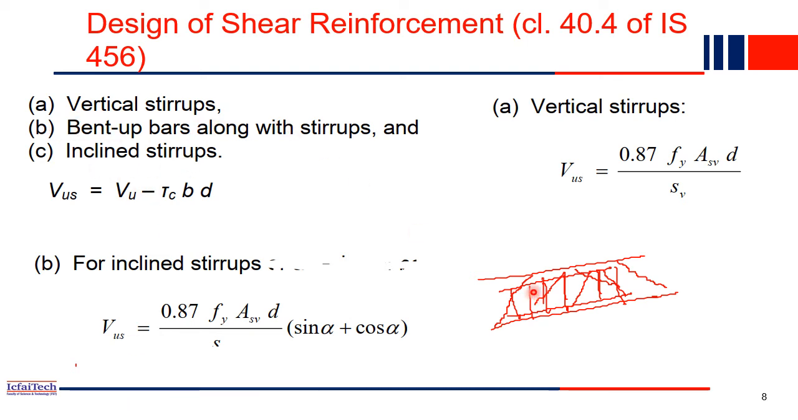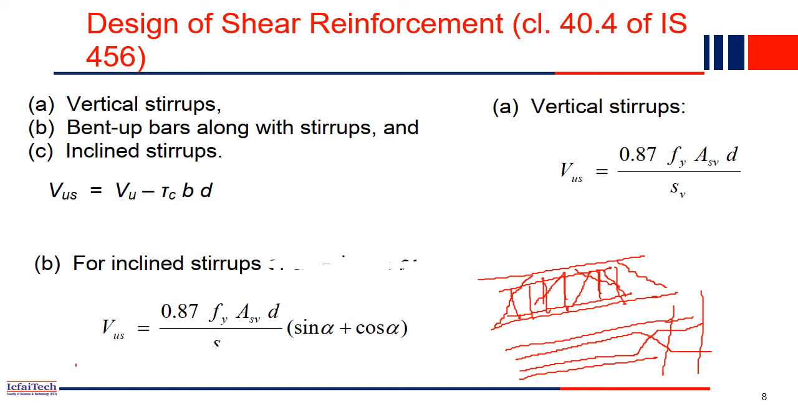Bent up bars means, now you understood that the stresses will be maximum near the support, right? That's why these bars you can bend near the support. Let me draw it again here. So these longitudinal bars you can bend near the support, something like that. And here you have the column, it will go inside the column.